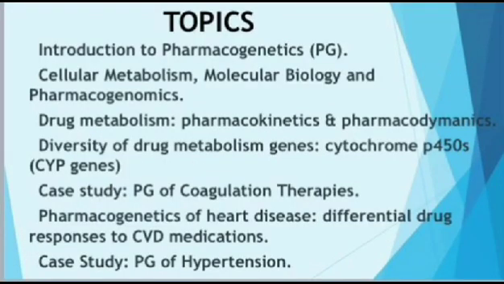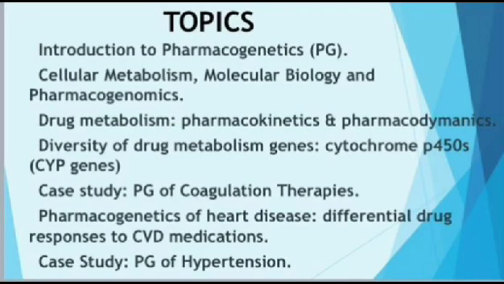Now, what are the specific topics these candidates need to learn? 1. Introduction to pharmacogenetics. Secondly, you have cellular metabolism, molecular biology, and pharmacogenomics. 3. Drug metabolism, that's pharmacokinetics as well as pharmacodynamics. 4. Diversity of drug metabolism genes. They need to really understand cytochrome P450s, then the CYP genes. Next, in form of case study, they need to appreciate the pharmacogenetics of coagulation therapies.